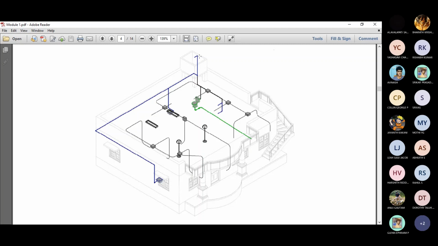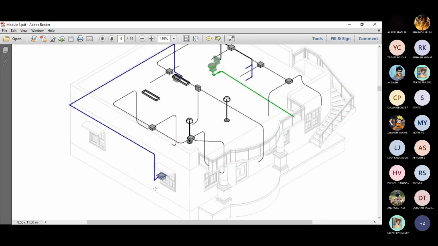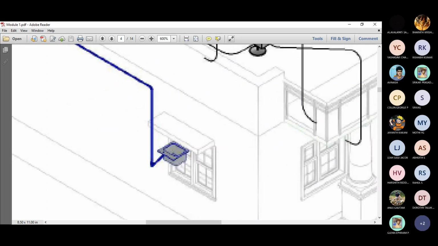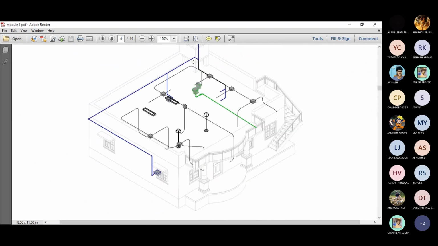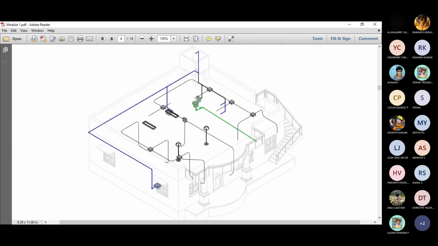Right. You can see the plumbing line comes from the water tank, and it gets distributed to different portions like the toilet, water closet, and again you can see the sink in the kitchen. You can zoom a little bit so you can understand it much better. So this is a sink in the kitchen, so you can see the distribution of water lines. So it has to come from the water tank.